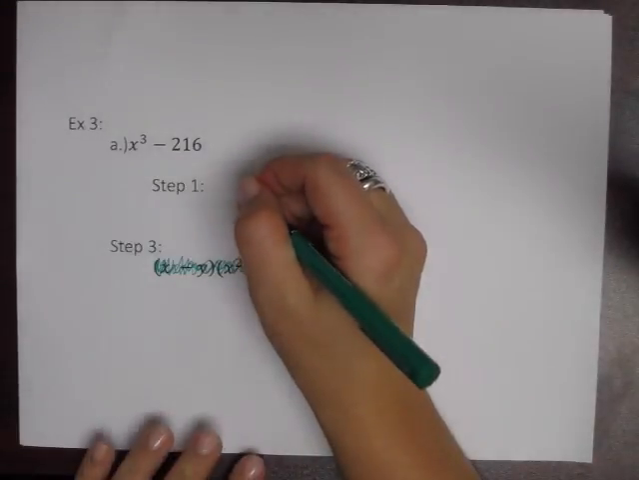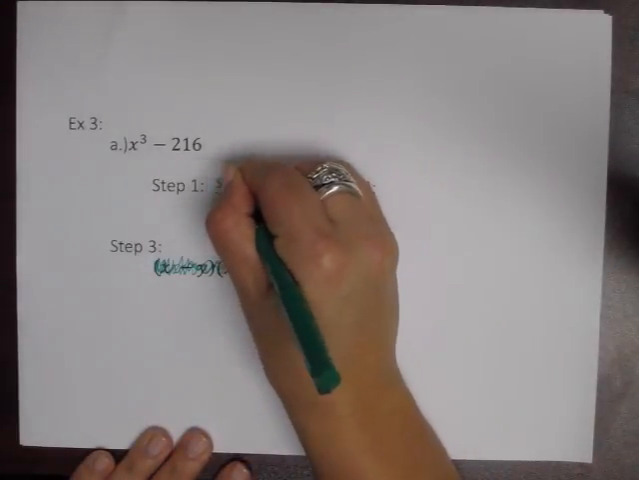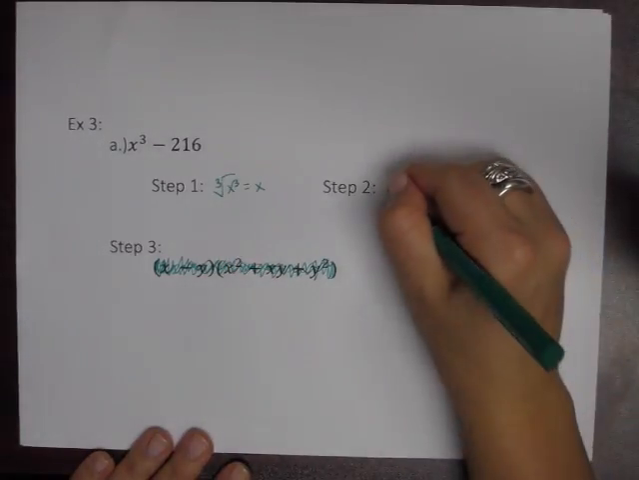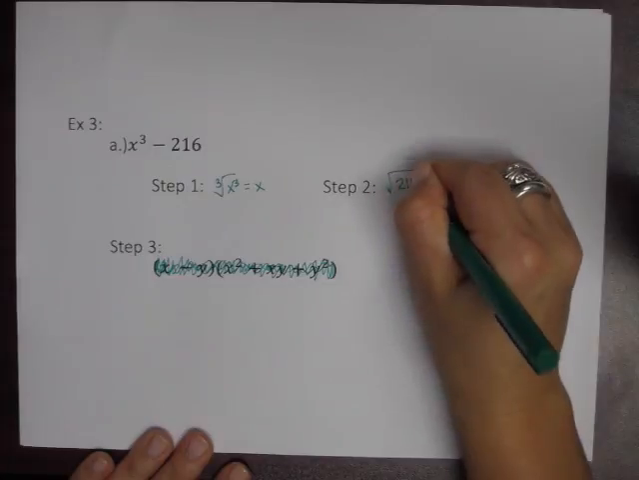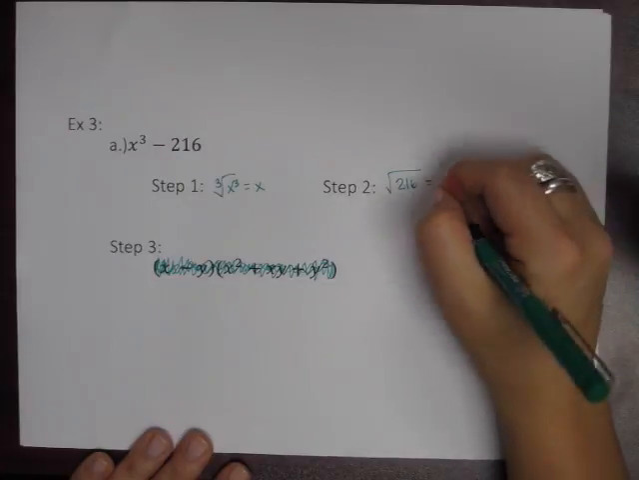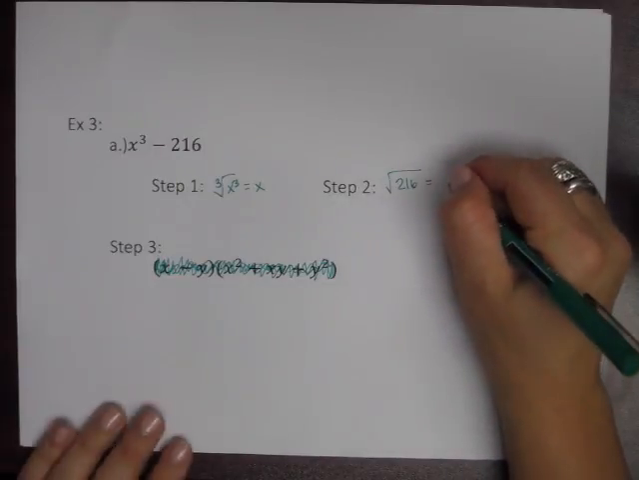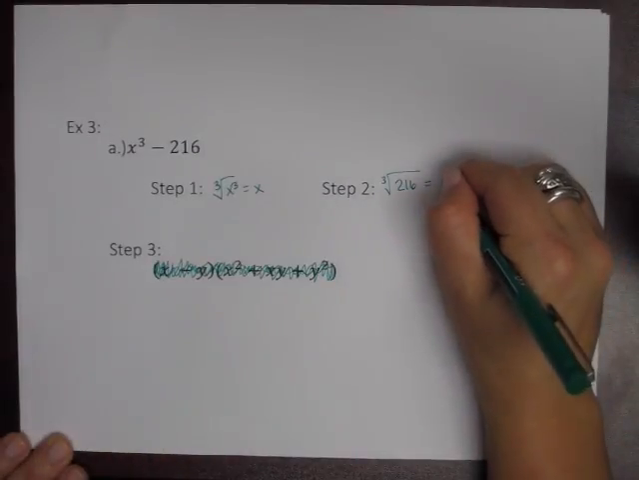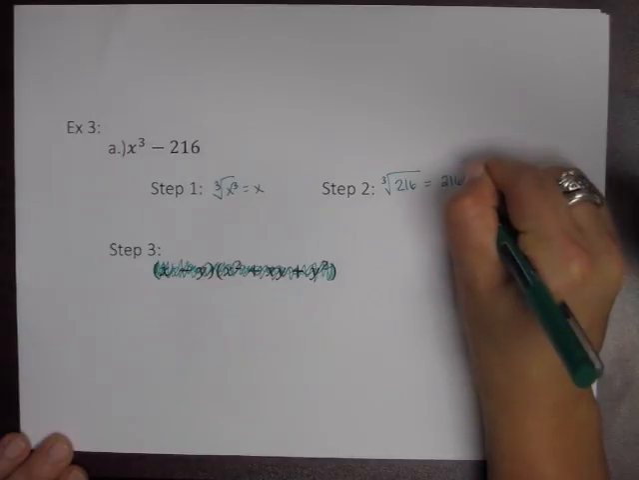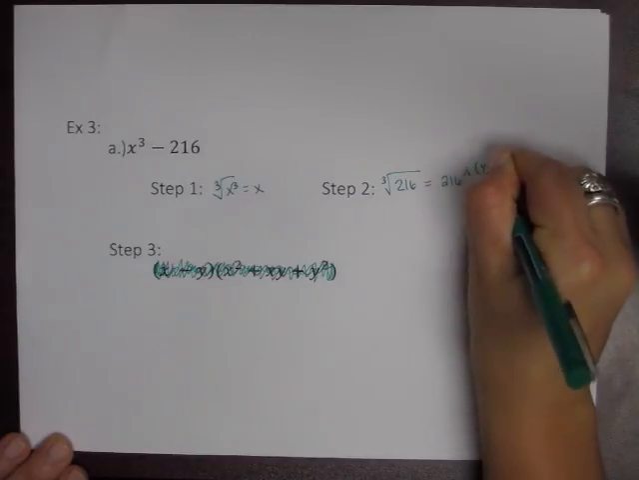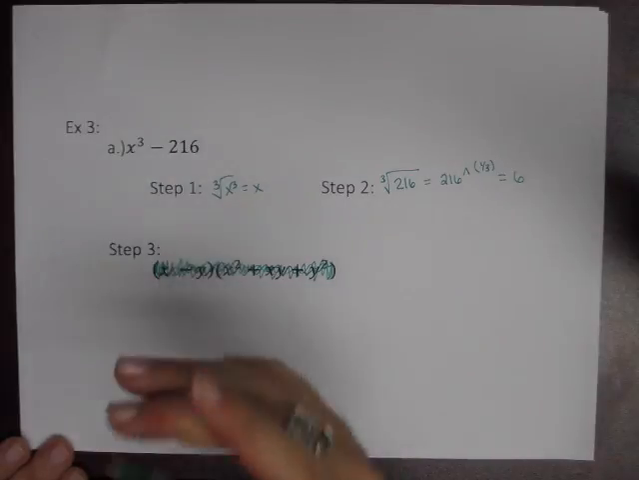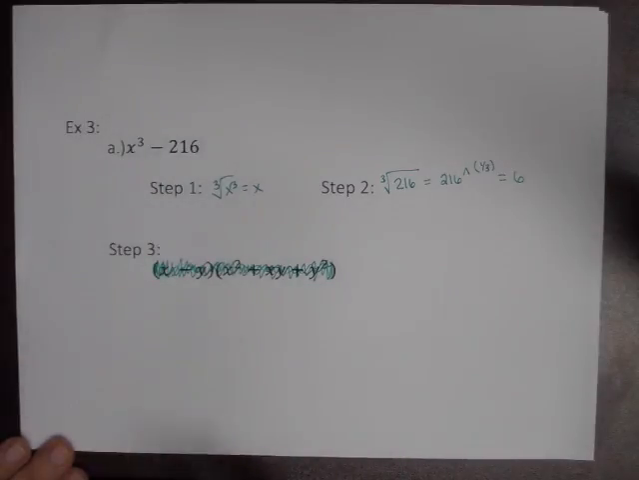So what I want to do is take the cube root of x to the third, which is just going to be x. Then I'm going to take the cube root of 216. How you would enter it in your calculator is you go 216, up arrow, 1 divided by 3, and that will be 6.